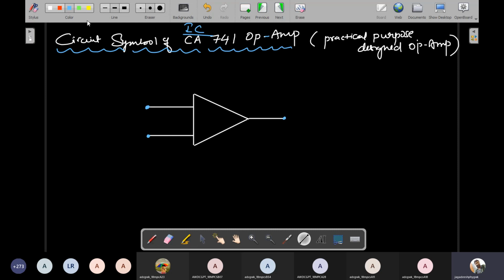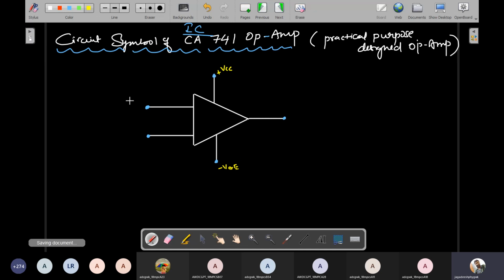And here we consider two power supplies. This is called a dual power supply, which is needed to operate this operational amplifier. This is one terminal and this is the second terminal. I'm using yellow color, this is positive VCC and this is called minus VEE. This is the emitter voltage supply, this is the collector voltage supply.